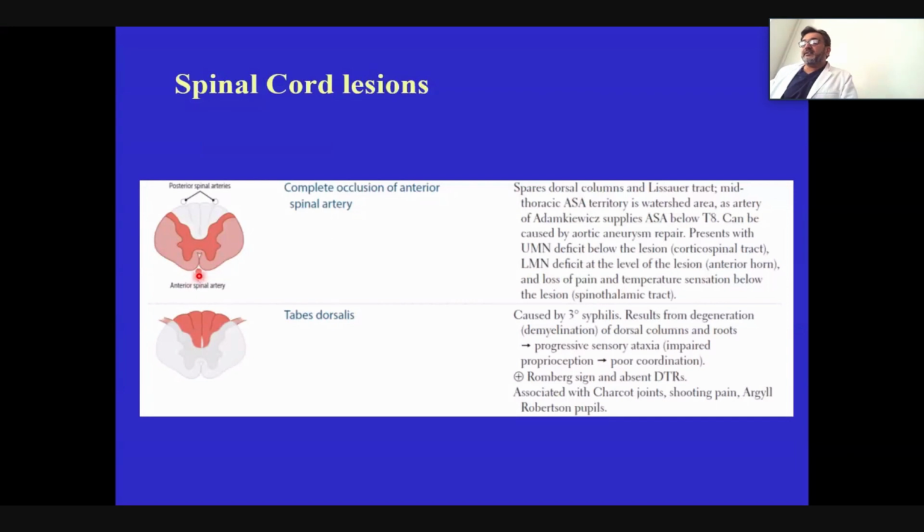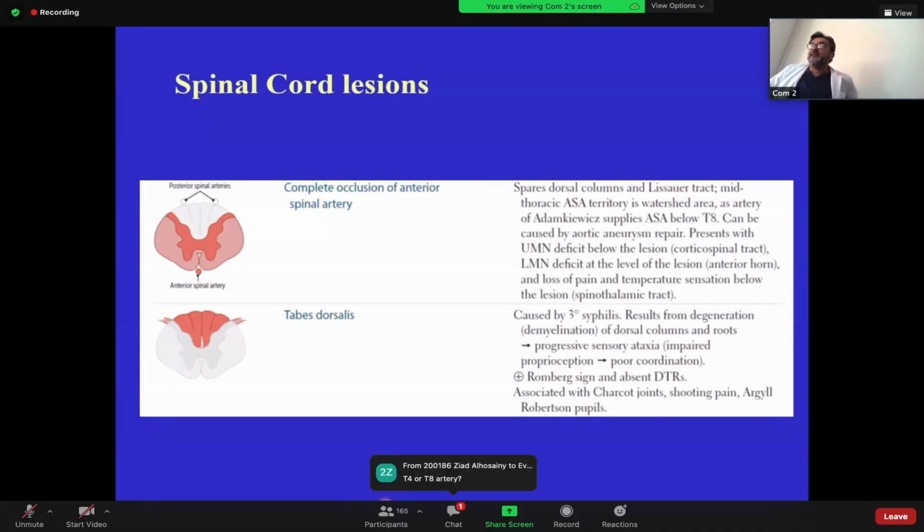So if the anterior spinal artery gets occluded, or there is a problem while performing surgery on the thoracic part of the aorta, and the T8 artery, which is a major contributor to the anterior part of the spinal cord, is affected, then you may have a problem in the anterior part of the spinal cord, leading to upper motor neuron deficit below the level of the lesion and lower motor neuron deficits at the level of the lesion. And then you would also lose pain and temperature bilaterally below the level of the lesion.